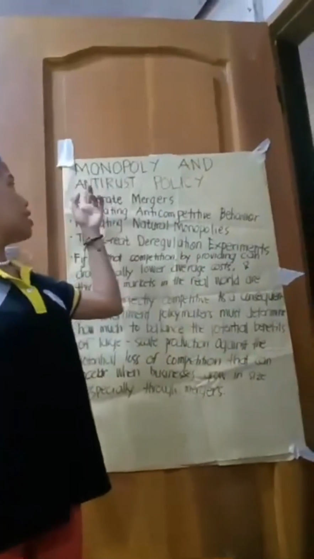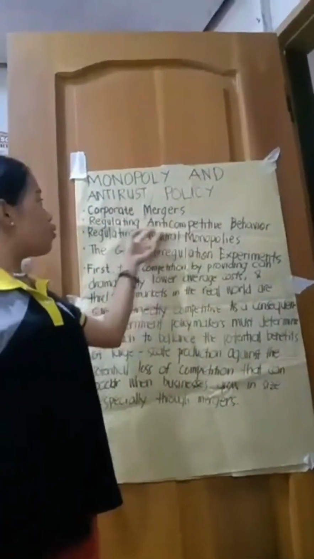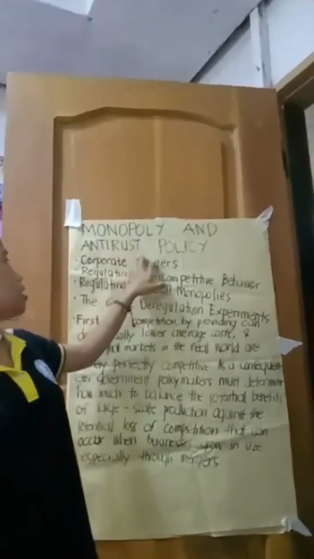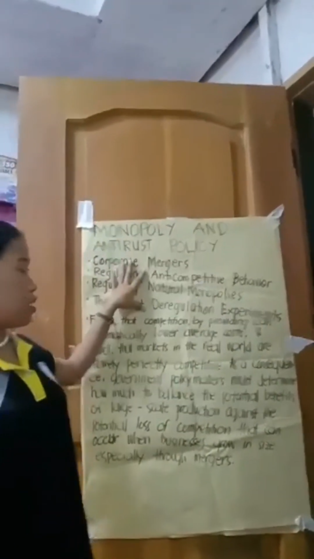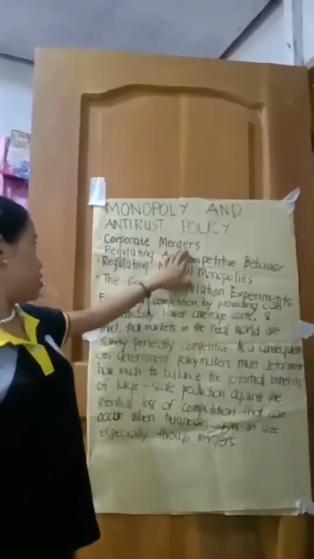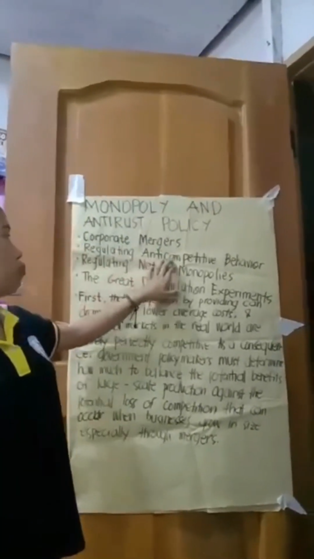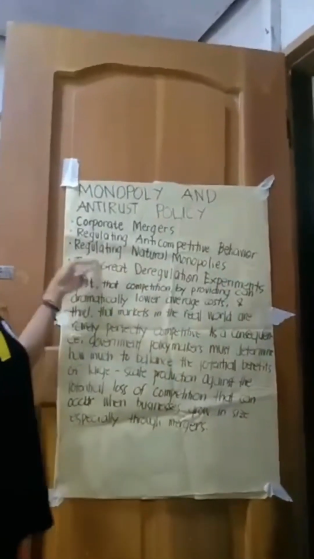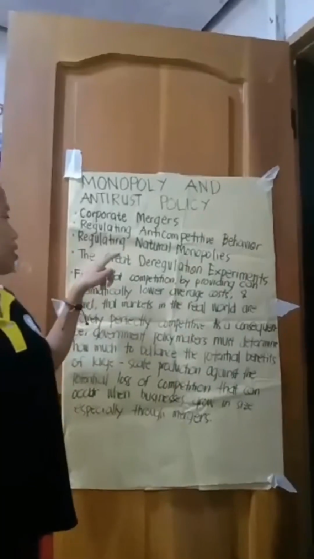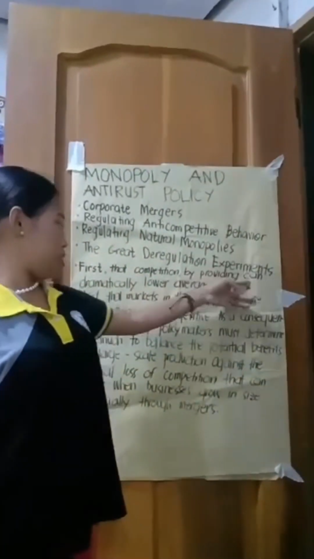So I will discuss monopoly and antitrust policy. We have four topics under monopoly and antitrust policy. First, corporate mergers. Second, regulating anti-competitive behavior. Third, regulating natural monopolies. And the last is the great deregulation experiments.